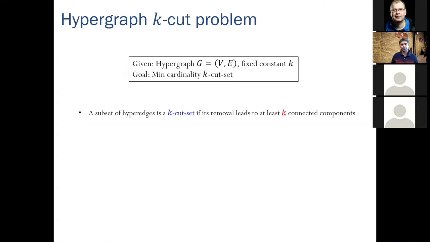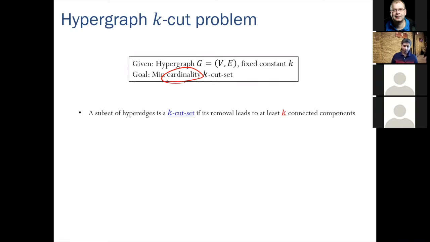One can also consider the weighted version of the problem, where we have non-negative weights on the hyperedges, and we would like to find a minimum weight k-cut set. I am focusing on the cardinality version for the sake of simplicity. Everything that I say in this talk holds for the weighted version as well.